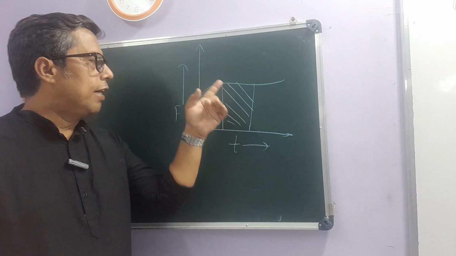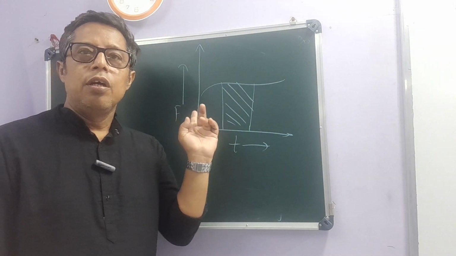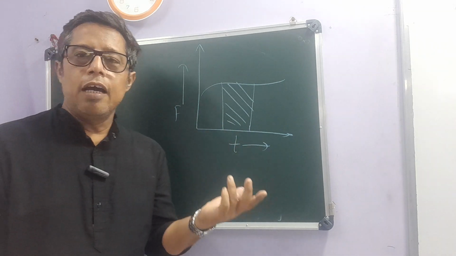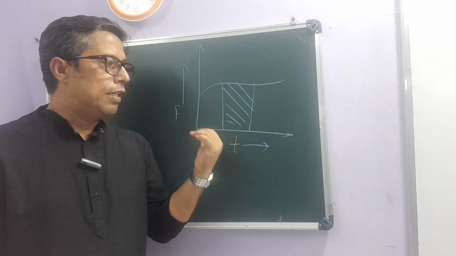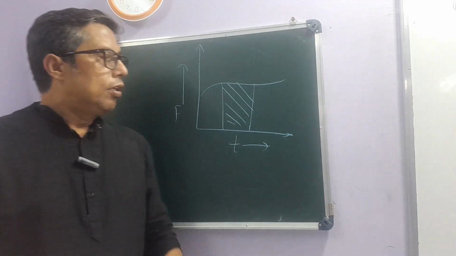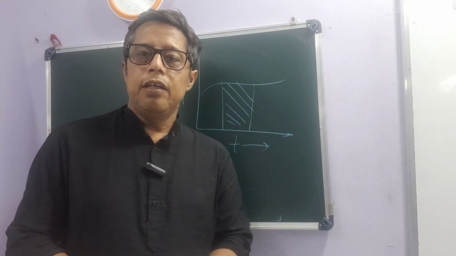Next, this force may be a constant force or a varied force. If it is a variable force, we take the average of the initial and final force, or we do the integration. So this is all about impulse, and impulse is a vector quantity.